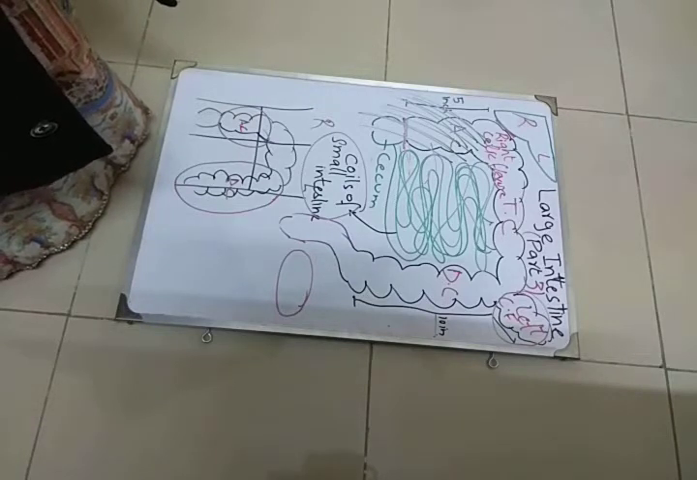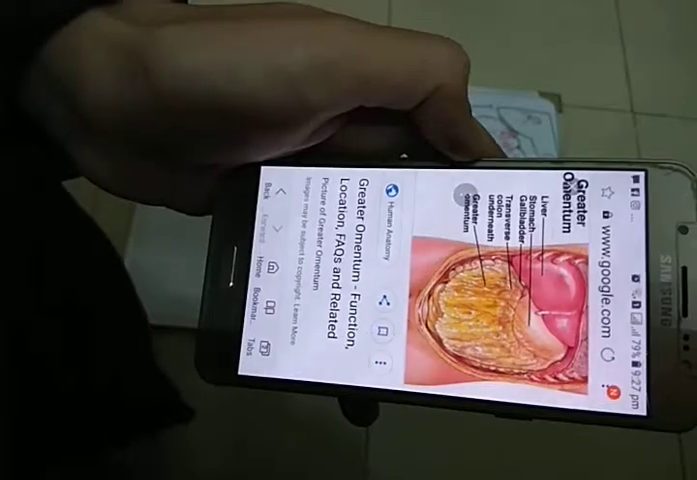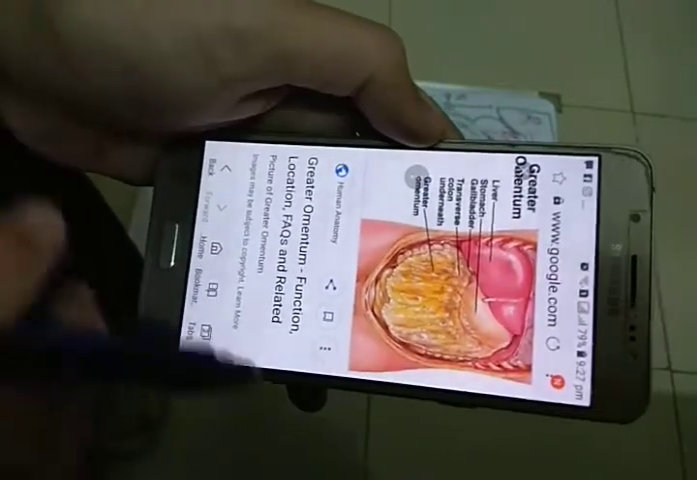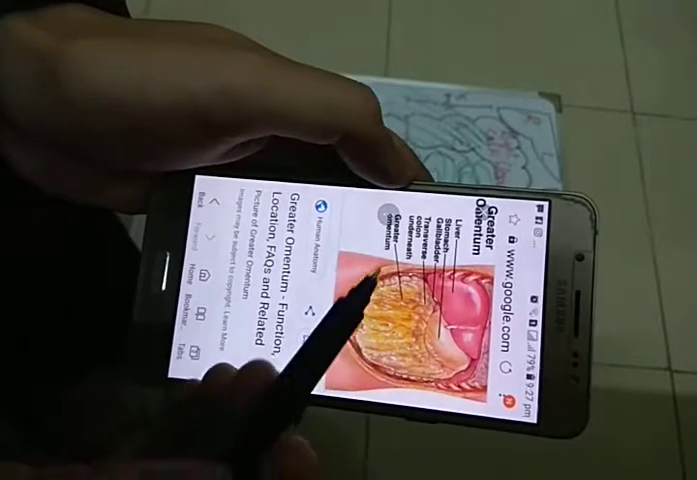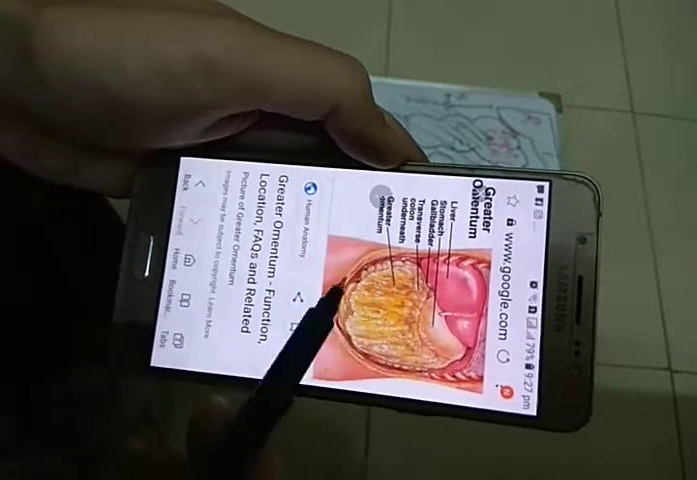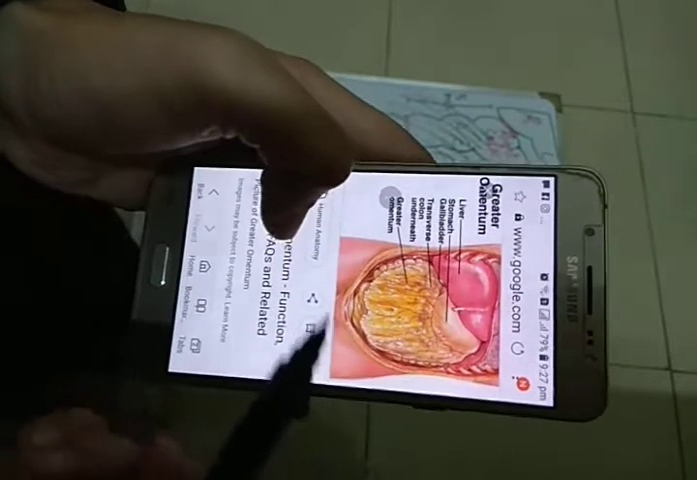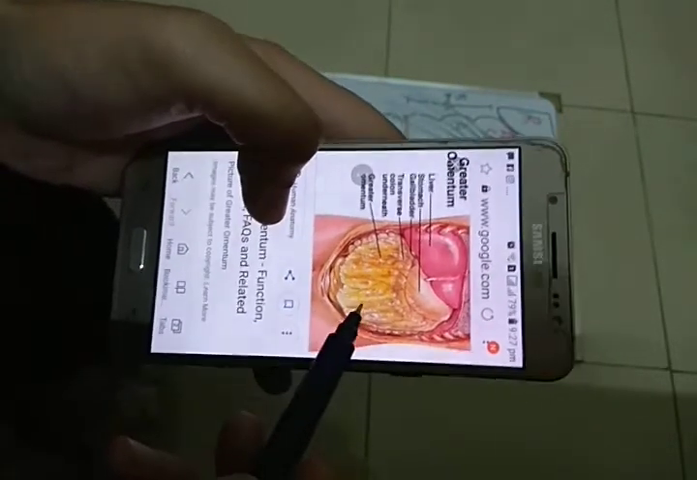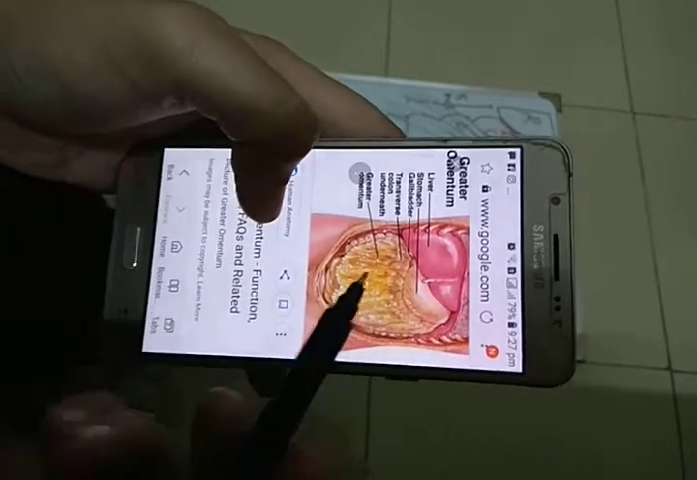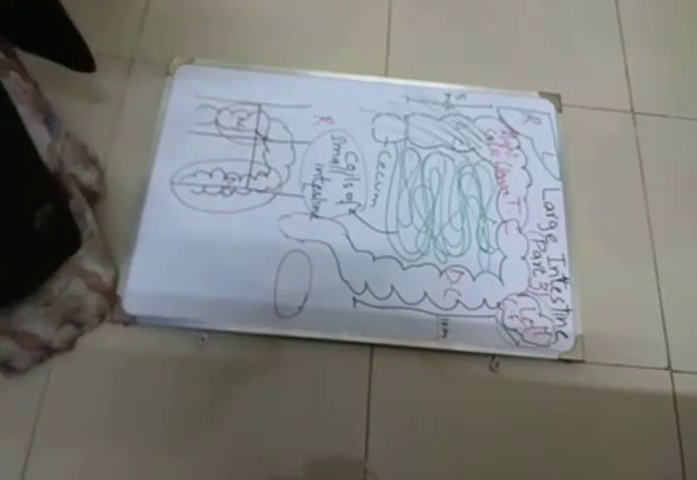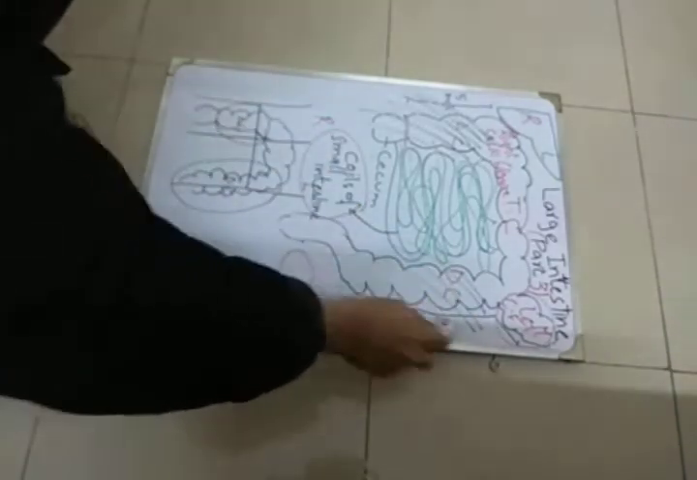Let me show you a diagram of it. As you can see in this image, this is the stomach, and this is the greater omentum, which is covering the abdominal organs. Also this greater omentum is an apron shaped structure. So these were the anterior relations of the ascending colon. The ascending colon anteriorly has the anterior abdominal wall, greater omentum, and coils of the small intestine.